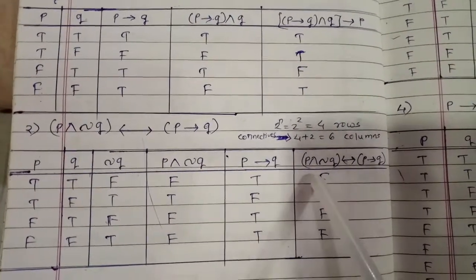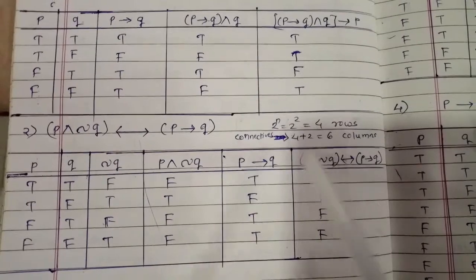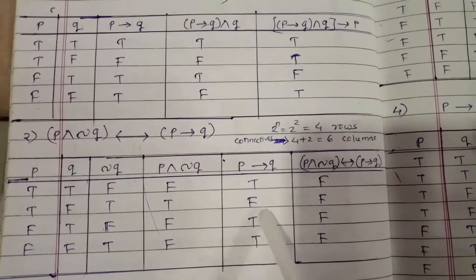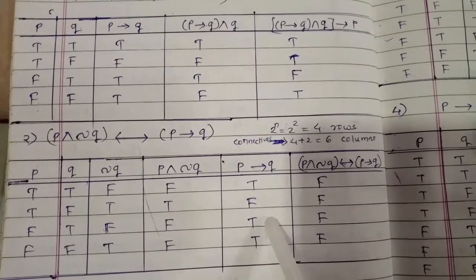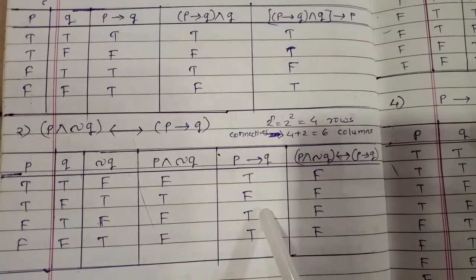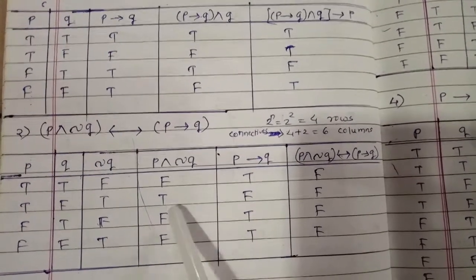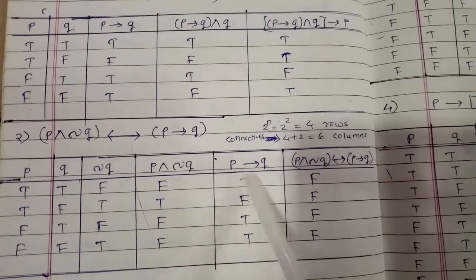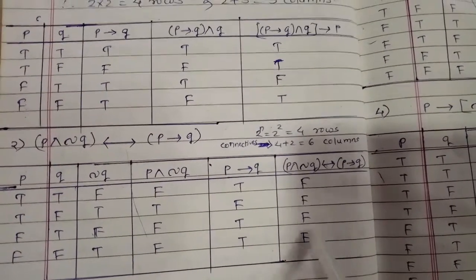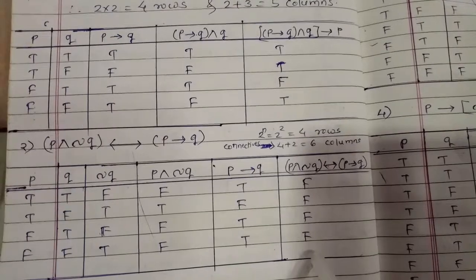Now the last one, that is we have to take the biconditional of these two brackets or these two columns. Biconditional of both the columns. So see, the rule for the biconditional: if both the values are the same, either true true or false false, then it is true, otherwise it is false. So there are no same values in both the columns, so all these statements are false. So next one, that is the third one.